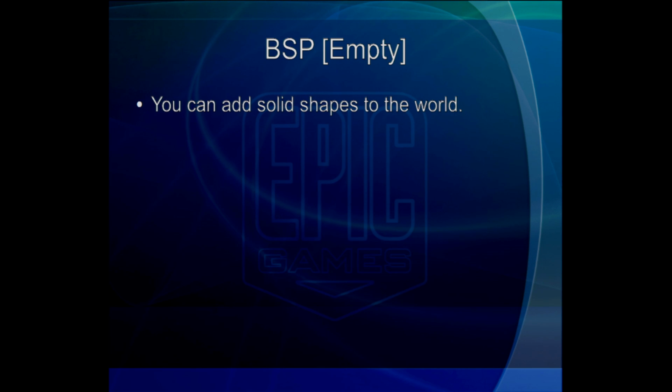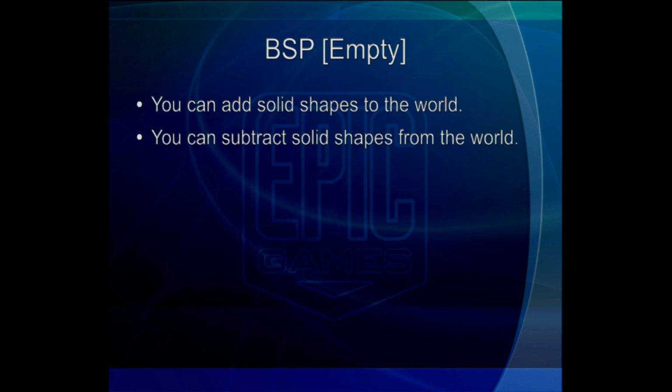The thing about BSP, or in this case the proper name, CSG, is that you can add solid shapes to the world. You can add a cube, you can add a sphere, you can add a cylinder. You can also subtract solid shapes from the world. Think of it a little bit like clay. You first add a cube of clay into the world, and then you can subtract out cubes from the existing clay cube. That's the best way to think about it.